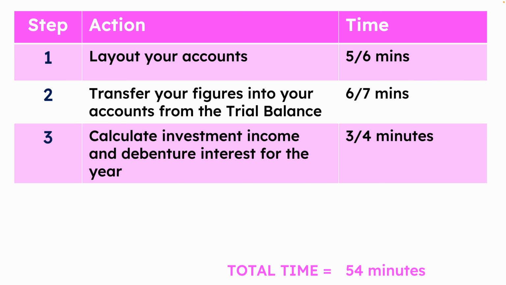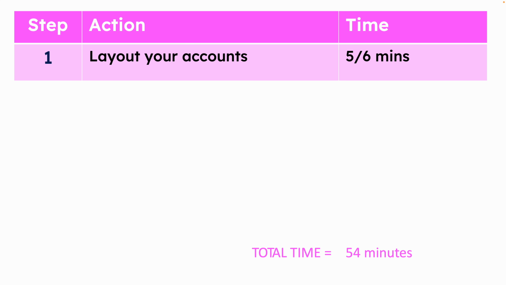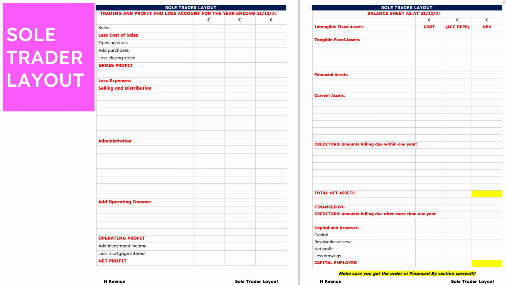So the layout of the accounts, 5 to 6 minutes. I suggest that, well before the exam, you are very comfortable with this layout. You can see here you've got the TPL on the left hand side and the balance sheet on the right. The TPL on the left hand side has all of the expenses and revenues for the year. So you think of it like a video recorder. It's recording all the expenses that have come in, all the revenues that have come in and all the expenses that have occurred during the year.